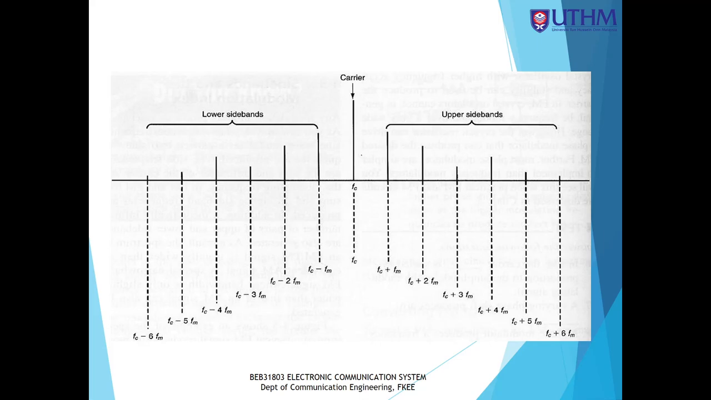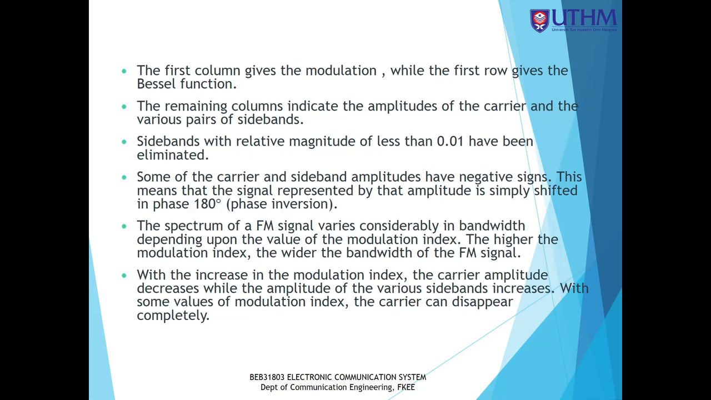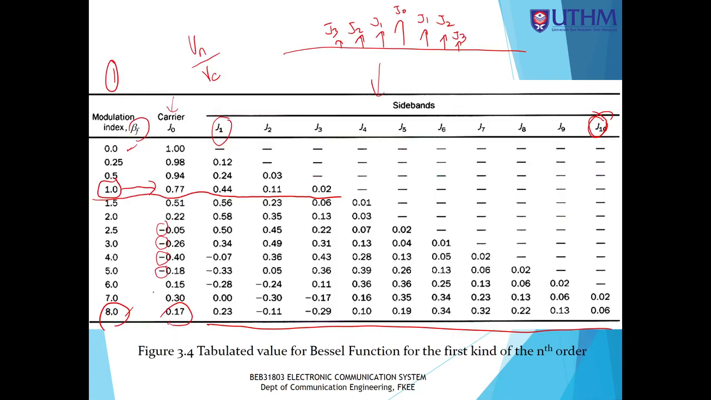So this is it. We have a carrier and also the upper and lower sidebands, in pairs. And here, this is about the Bessel table. An important thing is that the table in your notes has eliminated the sideband values less than 0.01.